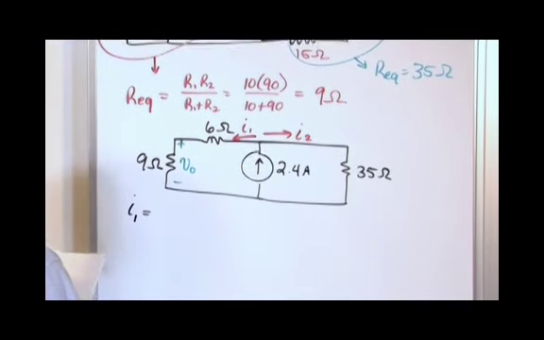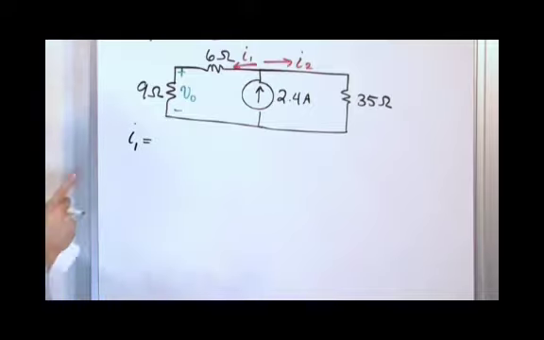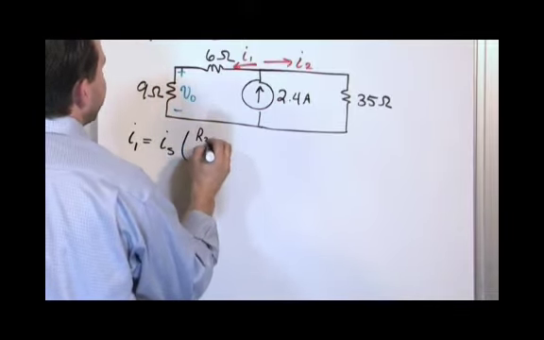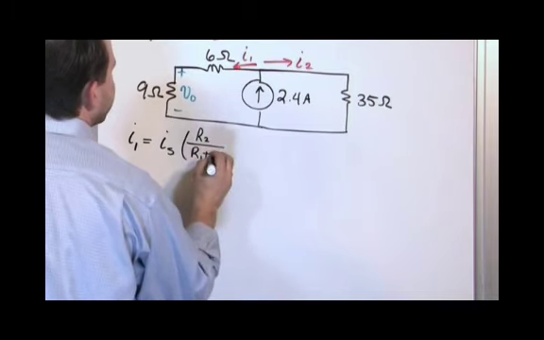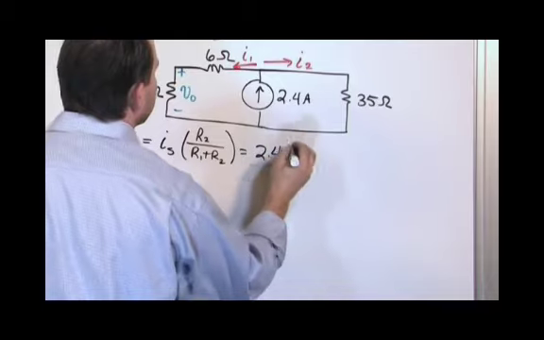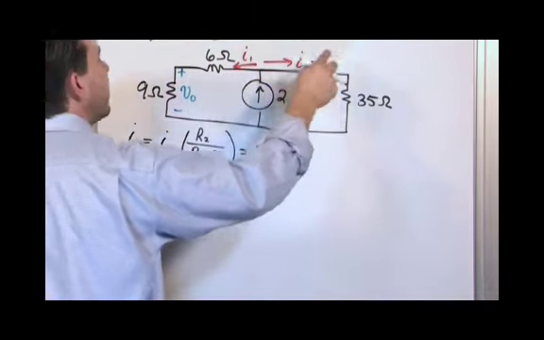What did we say it was going to be equal to? Let's go back to our current divider. It's going to be the source current times the opposite leg over the sum. Source current times opposite leg, R2, over R1 plus R2. Source current's 2.4 amps.